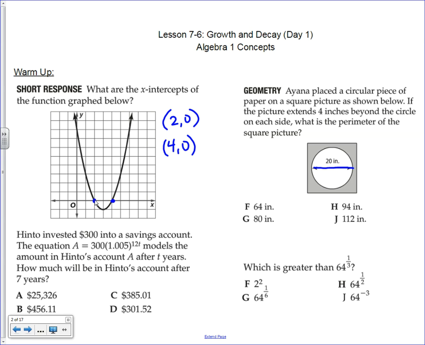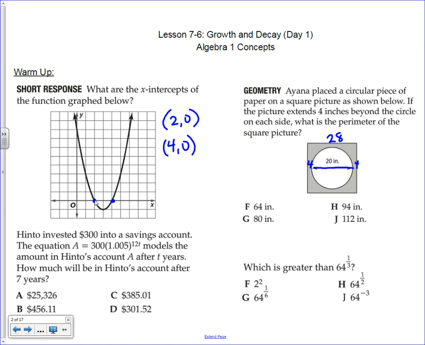What did they tell me? 4 inches on each side, right? So this piece over here is 4, agreed? And that piece over there is 4. So really, how long is it? It's really 28. And if that side is 28, what are all the rest of the sides? 28. So if you add them all up, or if you multiply by 4, what's the perimeter?